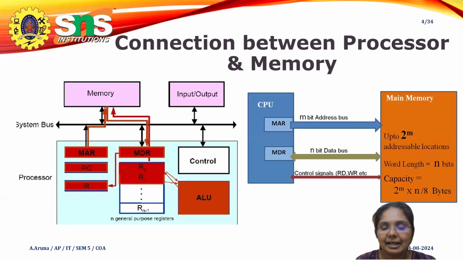Here the word length, the number of bits, can be called a word length, and capacity can be calculated as 2 to the power of M into N divided by 8. 8 is the 8-bit, that for that only we can call it as 1 byte. So for conversion into a byte only we are dividing by 8. So your capacity, for M bit of address location, we can calculate as 2 to the power of M into N divided by 8 bytes.